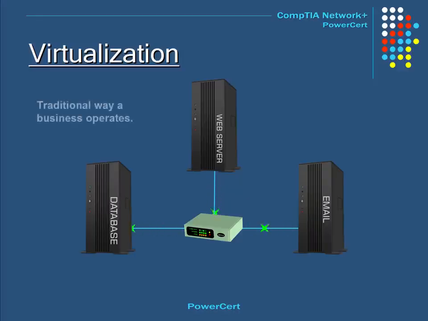The traditional way a business operates is by using different machines or servers to run different services according to what the business needs. For example, a business would use a server to run their database, another server would be used to run their website, another server would be used to run their email service, and so on. And these servers also could be running different operating systems. One could be running Linux, the other could be running Solaris, and the other one could be running Windows.